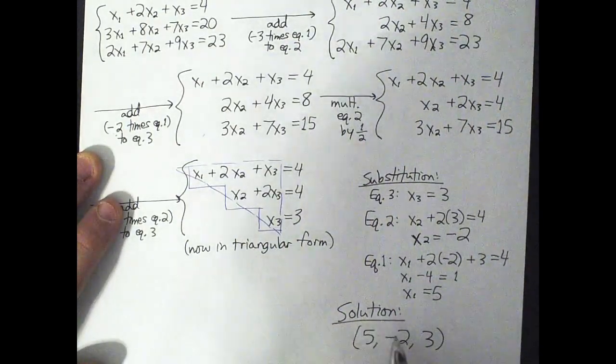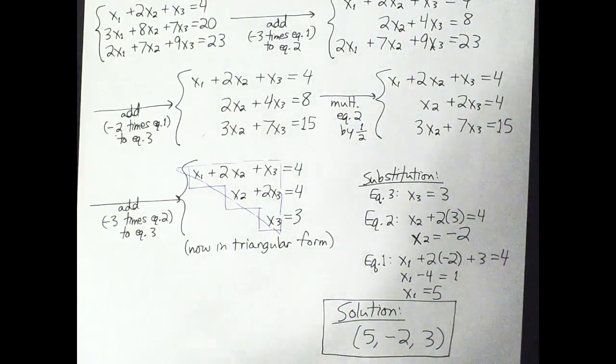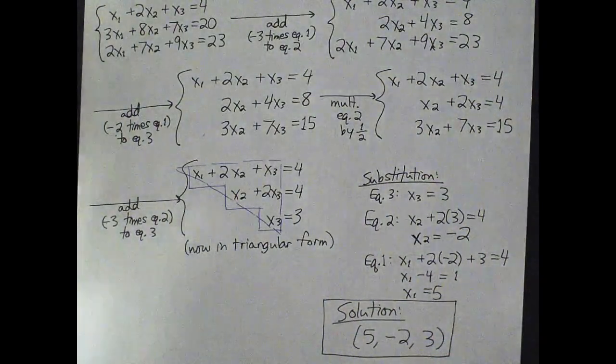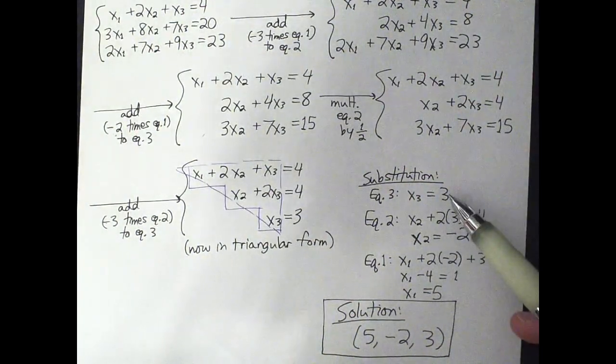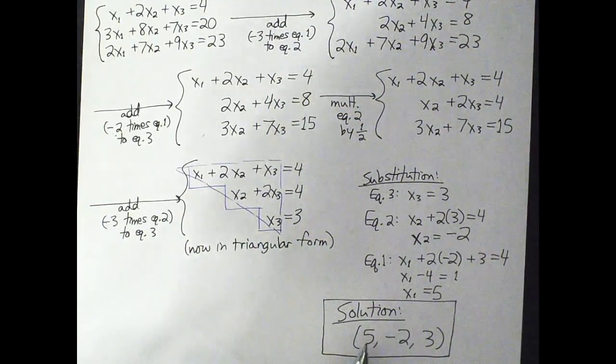And I want to be clear about something: this is one solution, right? We don't call this 3 solutions. It's not like 5 is a solution and negative 2 is a solution, it's not like that. There is one solution and it is the solution 5, comma, negative 2, comma, 3. And you have to write it in that order. Even though we found the 3 first, and then the negative 2, and then the 5, when you write your final solution, you want to do the x1, x2, x3.